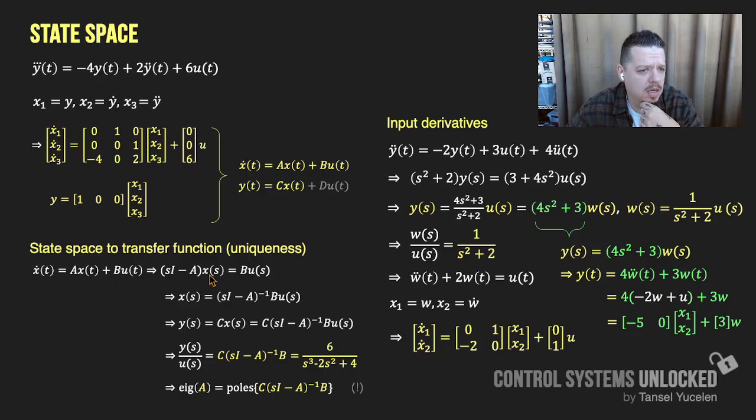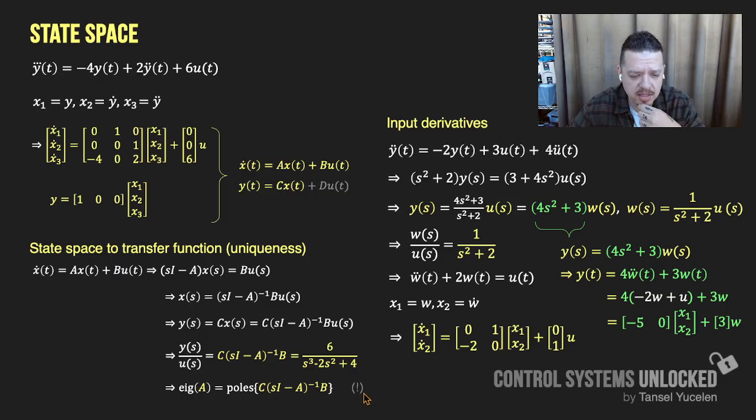The main important points are two of them. Number one: the eigenvalues of A that you see here, this matrix, equal the poles of that transfer function. What are the poles? Basically, take the denominator, set it to 0. So the poles of that transfer function, or the denominator of this, equal the eigenvalues of A.